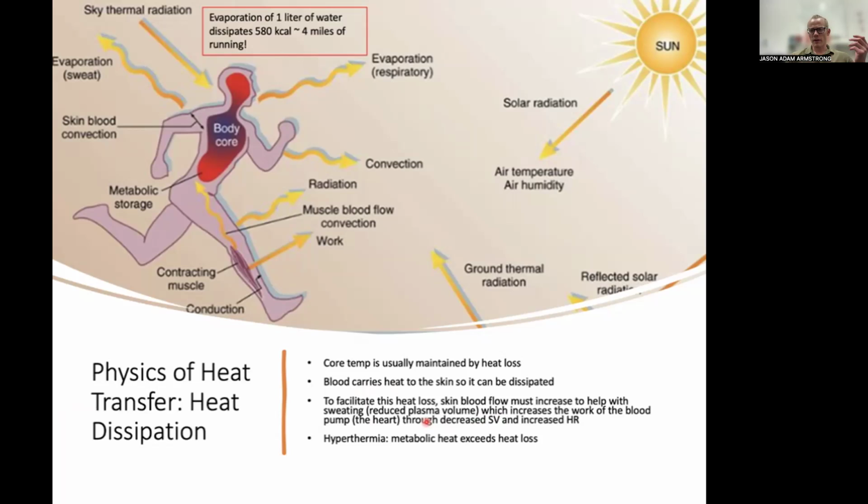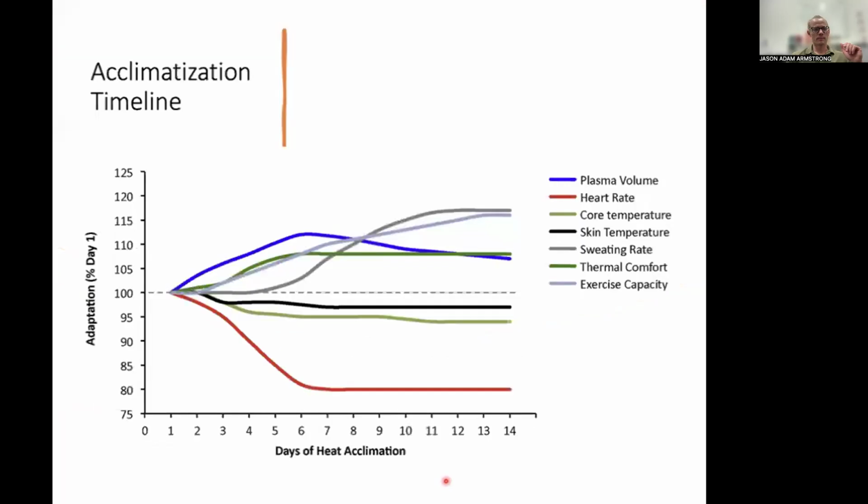So our blood is about 55% plasma. So if we see reduced plasma volume, right, then that makes my blood a little bit thicker, which means that I'm going to decrease my stroke volume and increase my heart rate in order to maintain that blood flow to the skin so that I can keep trying to reduce core body temperature. If I'm not able to do that, I have hyperthermia. So metabolic heat exceeds heat loss, right? So my core body temperature is increasing.